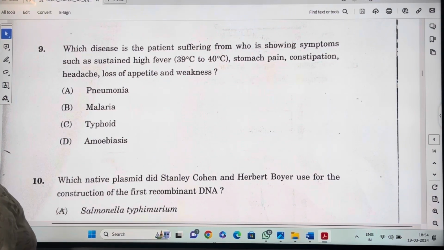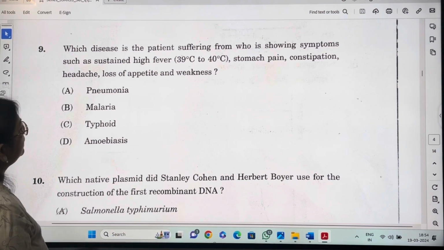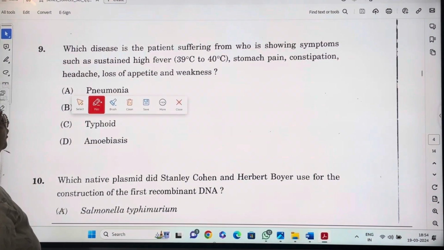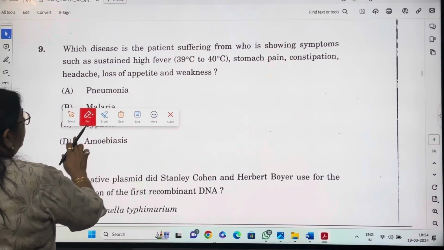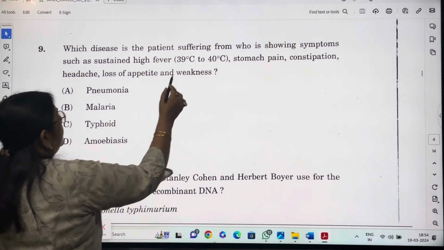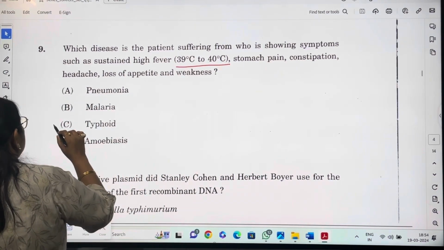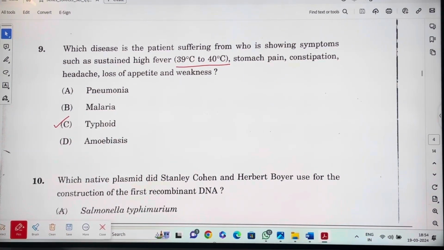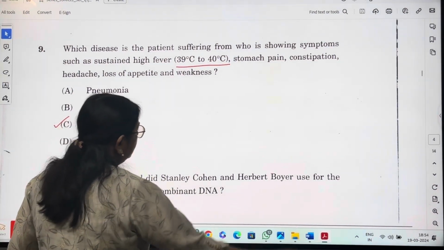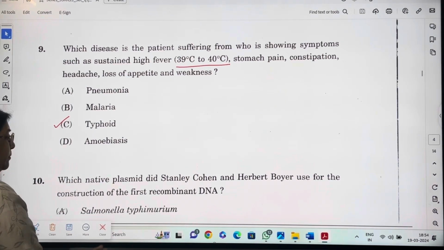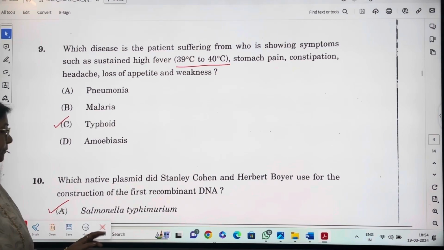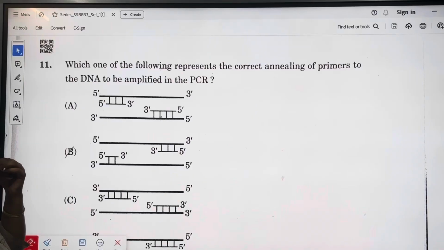Which disease is a patient suffering from who is showing symptoms such as sustained high fever 39 degrees centigrade to 40 degrees centigrade, stomach pain, constipation, headache, loss of appetite and weakness? The temperature is given here and symptoms are of typhoid. Next is, which native plasmid did Stanley Cohen and Herbert Boyer use for the construction of the first recombinant DNA? Answer is Salmonella typhimurium. First option is correct.